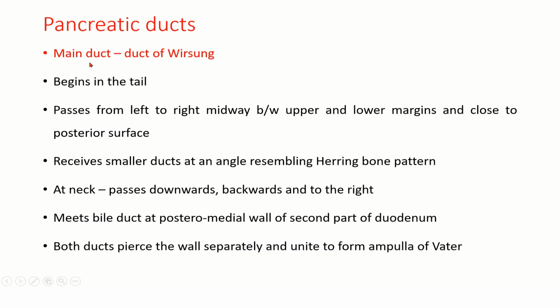Now coming to the pancreatic ducts. The main pancreatic duct is called the duct of Wirsung, begins in the tail by aggregation of smaller ducts, passes from left to right, midway between upper and lower margins and close to the posterior surface, receives smaller ducts at an angle resembling a herringbone pattern. At the neck, it passes downwards, backwards and to the right, meets the bile duct at the posteromedial wall of the second part of the duodenum. Both ducts pierce the wall separately and unite to form the ampulla of Vater.